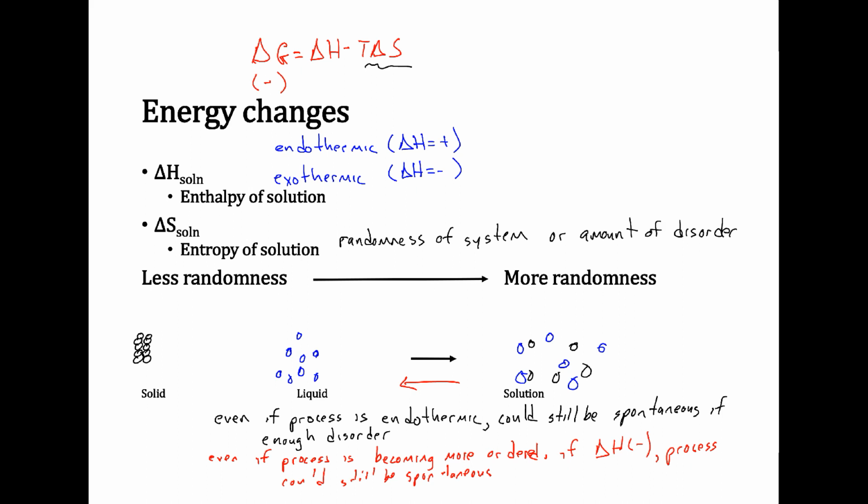If you go on to take a class that covers more thermodynamics in depth, we would start to explore the effect that temperature has on this. But for right now, if you have an exothermic reaction, so delta H is negative, and you have a delta S that is positive, you're guaranteed to have a spontaneous reaction. So we're going to go ahead and wrap up our discussion on solutions with that.